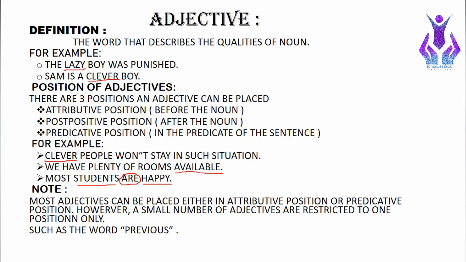One more thing, a kind of note: most adjectives can be placed either in attributive position or predicative position. However, a small number of adjectives are restricted to one position only. There are certain adjectives that can be placed in only one position. For example, the word previous, we can place it only in attributive position. We cannot say this chapter is previous. We rather say the previous chapter. So we always place the word previous in attributive position.